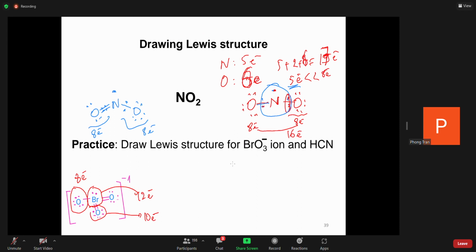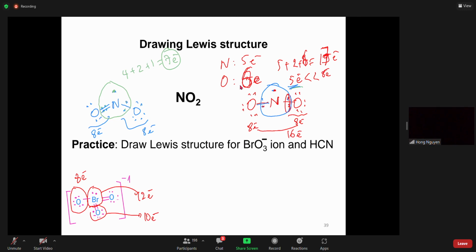Now you calculate the number of electrons in the nitrogen. You have 4 electrons here, 2 electrons in the single bond, and 1 free electron. So in total, this nitrogen has 4 plus 2 plus 1 equal to 7 electrons. 7 electrons is not yet 8, but it gets closer to 8 than 5. Is it correct? Yes. Can you get it now? Yes, I think I get it.